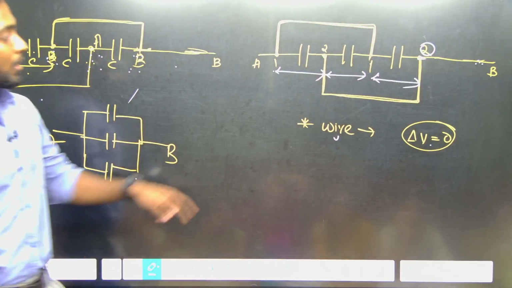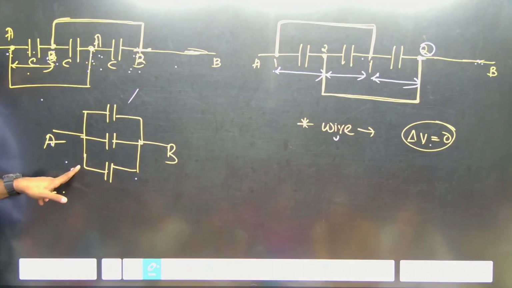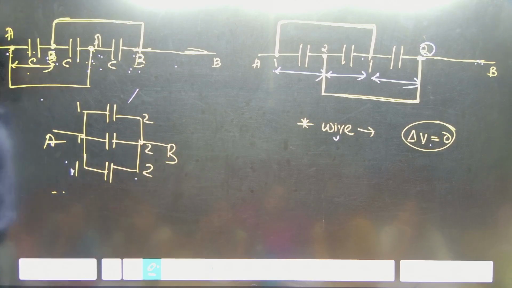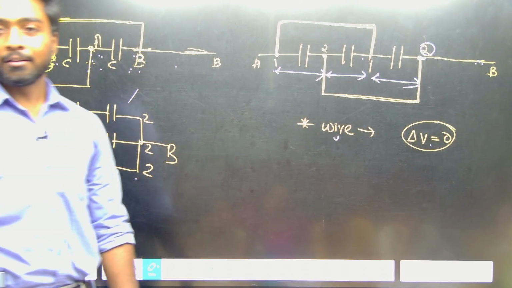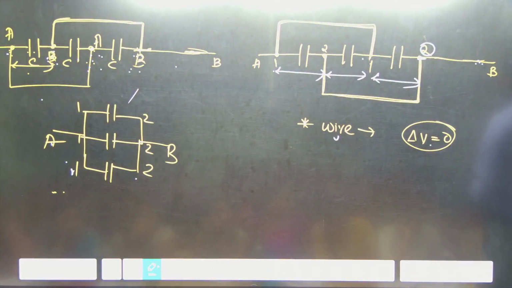That's it. Now 1 2, 2 1, 1 2. I can rearrange it and write this as 1 1 1, 2 2 2. So everything becomes parallel, and it's a parallel capacitor. The answer will be 3C. Write down.